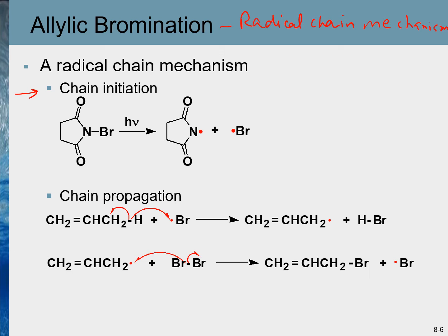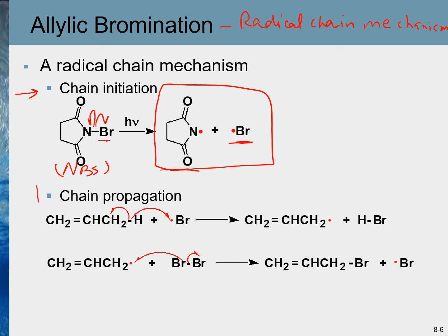The chain initiation step involves the formation of bromine radical and succinimide radical from the NBS by homolytic cleavage of the N and Br bond. So this bond breaks homolytically. Homolytic cleavage means one electron will move to the bromine side, the other one moves to the nitrogen, and this homolytic cleavage will produce these two radicals.